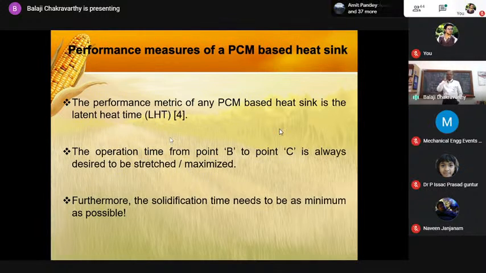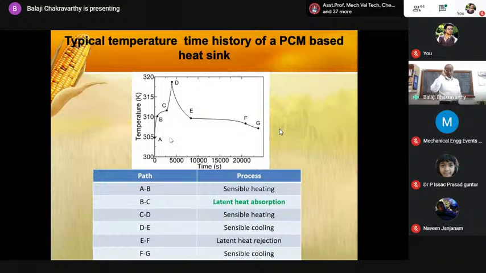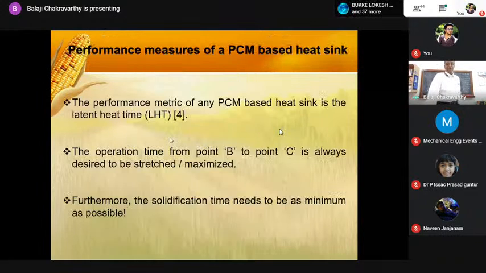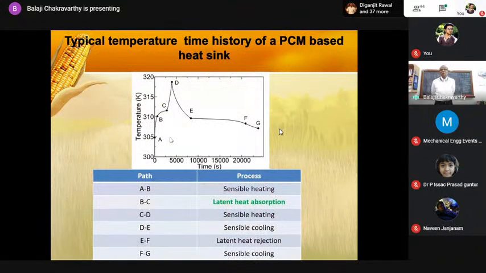So therefore, the metric for a PCM-based heat sink, what are the performance measures? Latent heat time. The point B to point C has to be stretched or maximized. Furthermore, the solidification time must be as small as possible. That means E to F must be reduced, B to C must be increased, but E to F must be decreased. But this is impossible.